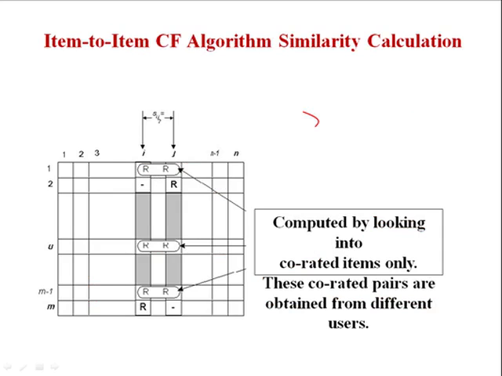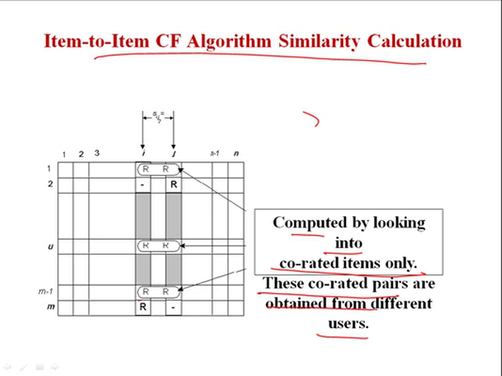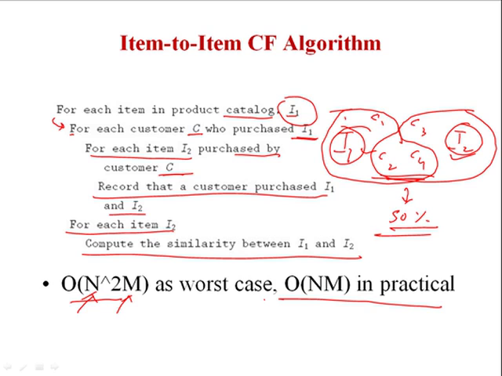So this is simple item to item collaborative filtering similarity calculation, computed by looking into correlated items only. Here also these correlated pairs are obtained from different users. Here user is different, item is different. Sorry, here n is number of items and m is equal to number of users, number of rows in the matrix.